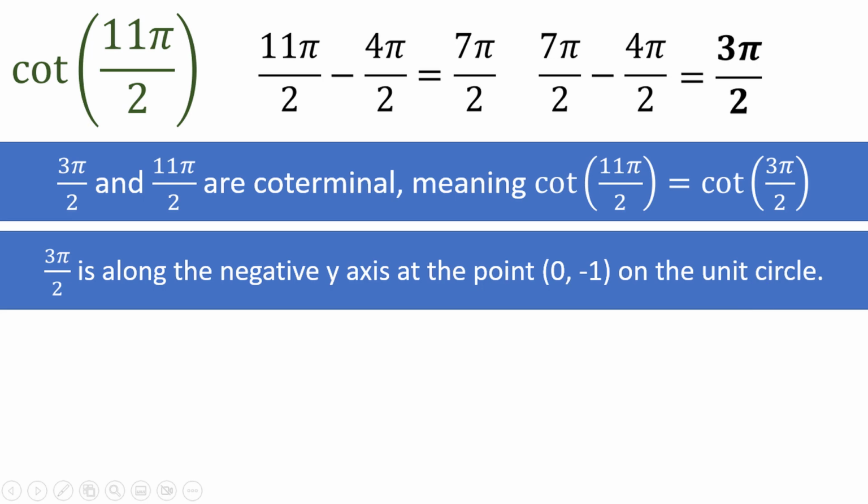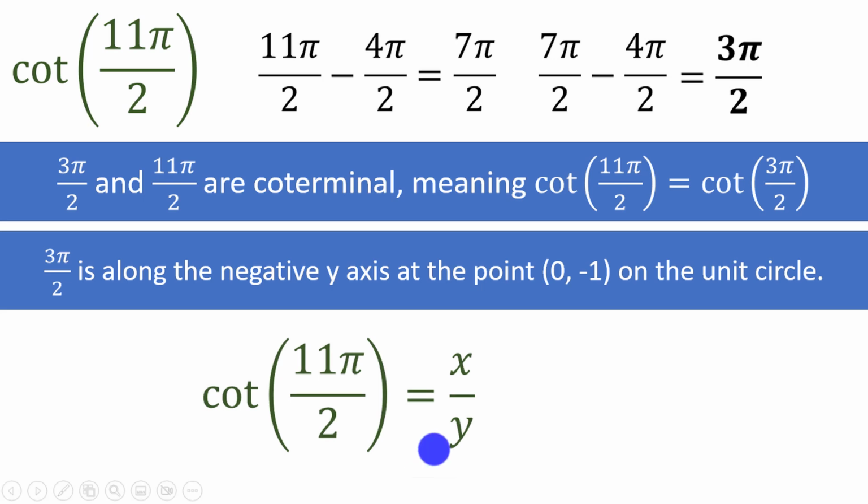We know that tangent is y over x, and cotangent is the reciprocal of tangent, meaning that cotangent is x over y. If x is 0 and y is negative 1, then cotangent will be 0 over negative 1, or just 0. Cotangent of 11 pi over 2 is just equal to 0.